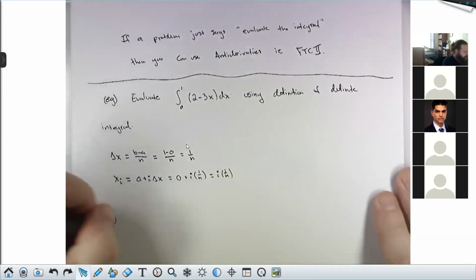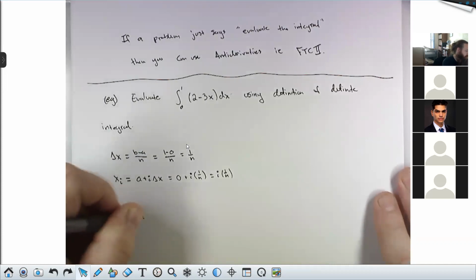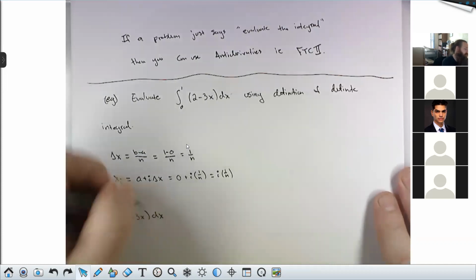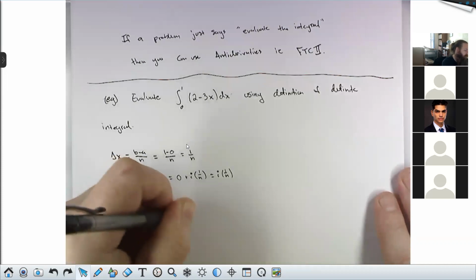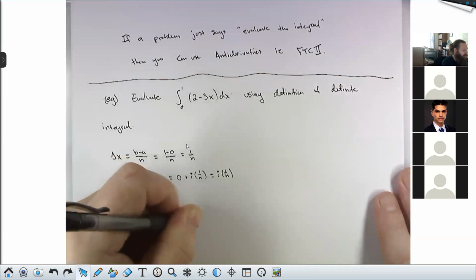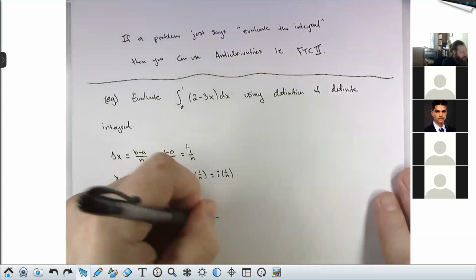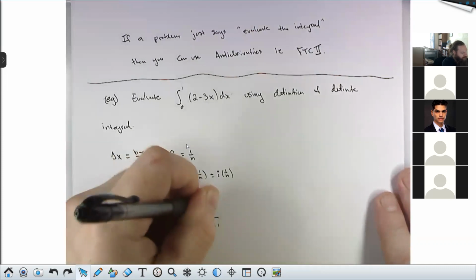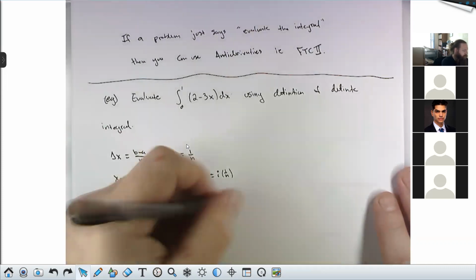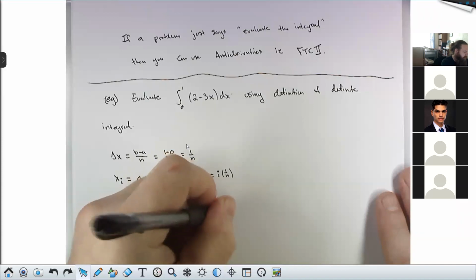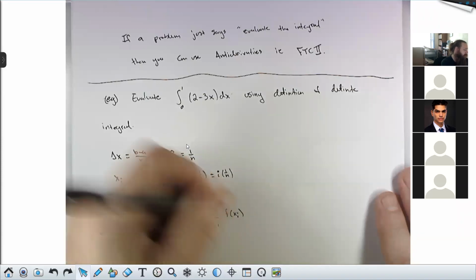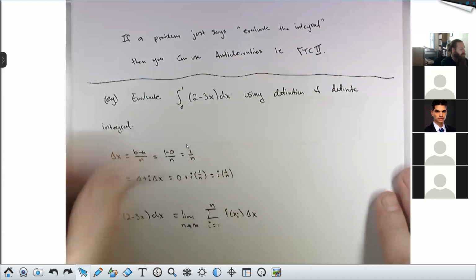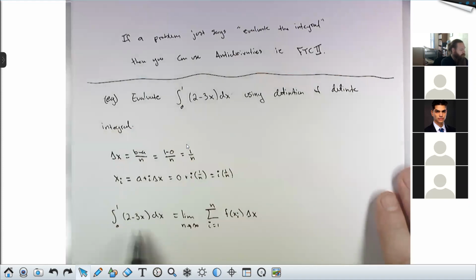From there, we know that the integral from 0 to 1 of 2 minus 3x dx is the limit as n goes to infinity, sigma i from 1 to n, f of xi times delta x. So f of x here is the function 2 minus 3x.